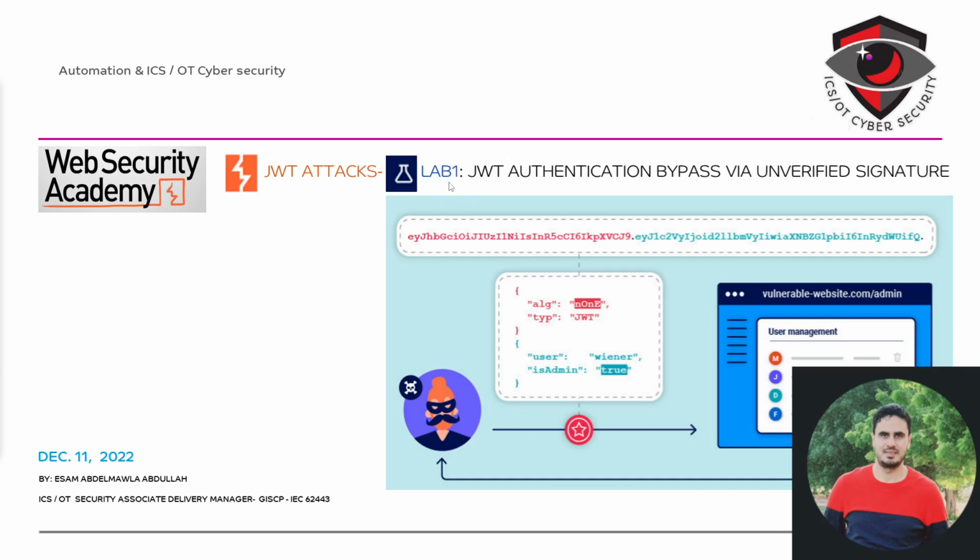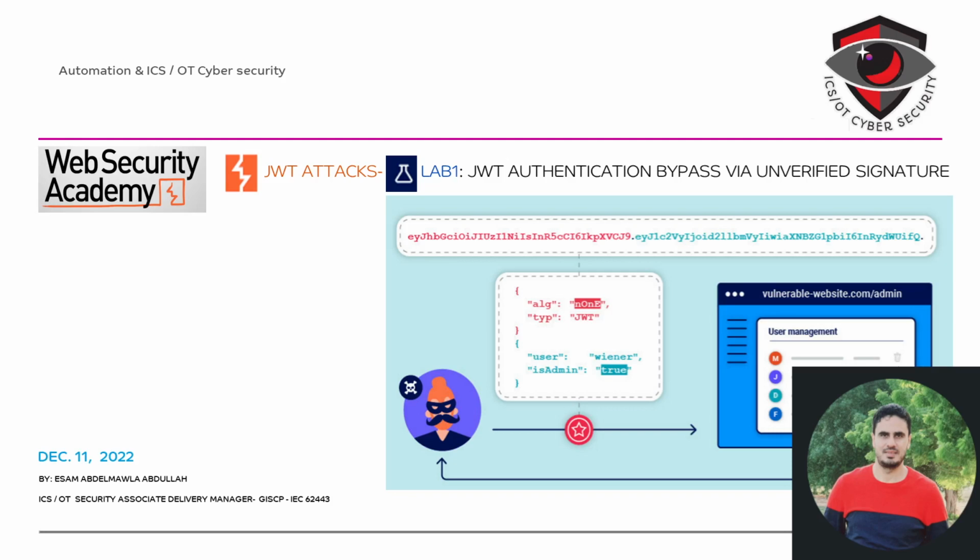And at the end of the session, we will solve together one vulnerability lab related to JSON Web Token authentication bypass via unverified signature. My name is Isam Abdel Maula, specialized in OT security, working as associate delivery manager, and currently also working as a security architect.